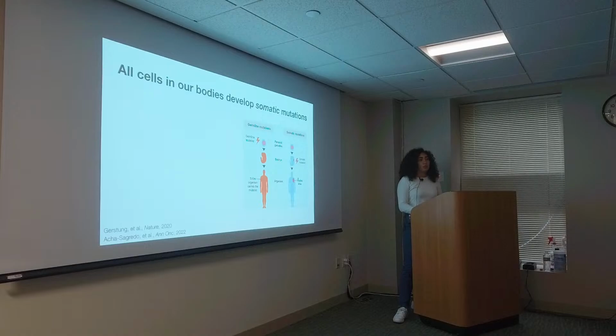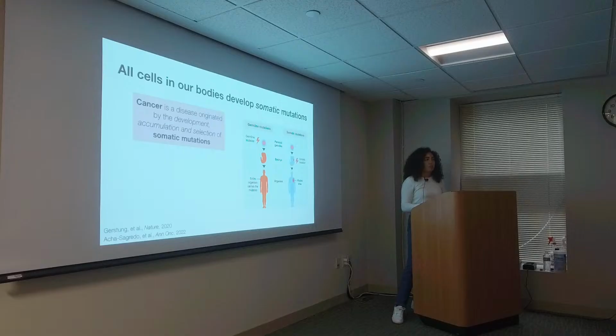And these somatic mutations aren't expressed in all of the cells in our body, but only in one particular affected area. Meaning, for example, if you're exposed to UV light or sun, your skin can acquire all of these somatic mutations, and those mutations will only be expressed in that affected area. And we care about that because cancer is a disease originated due to the development, accumulation, and selection of somatic mutations. And here, I just want to highlight this timeline of how it works.